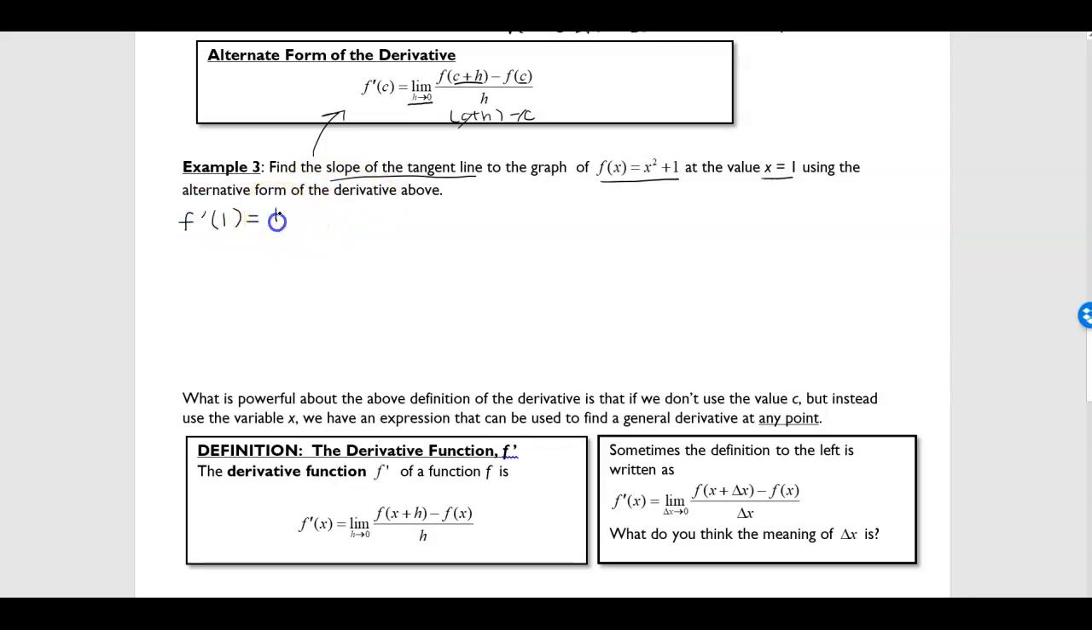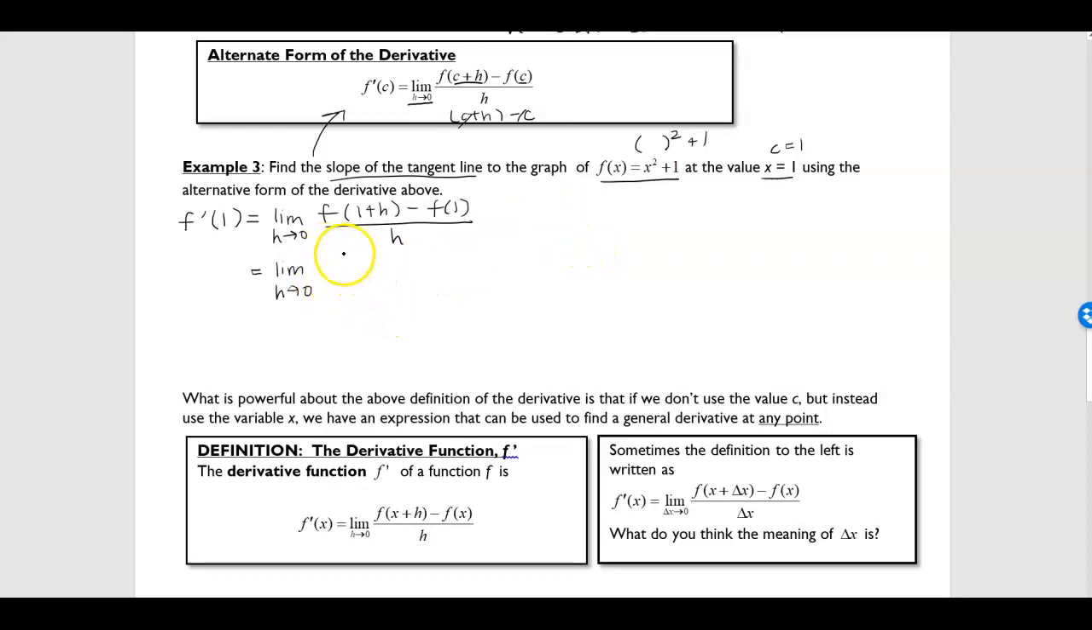So this is equal to the limit as h approaches 0 of f of, now this x equals 1 is my c, so 1 plus h minus f of 1 all over h. I don't stop there. I actually want to evaluate what f of 1 plus h is. So think about f. It's x squared plus 1. I can think of that as something squared plus 1. It all depends on what is inside the parentheses there. That tells me what I'm plugging in.